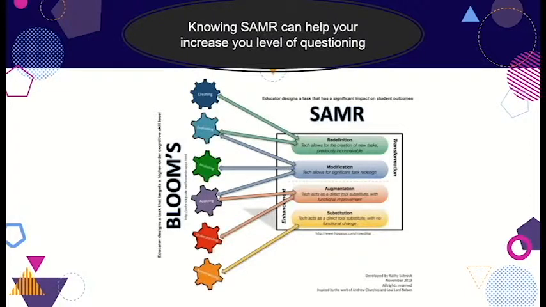With this SAMR model, it allows us to move through Bloom's taxonomy at a much more rapid rate. So you can see here the relationship between the different parts of the SAMR model and the different parts of Bloom's taxonomy. You can see here that it breaks down Bloom's taxonomy into really 4 categories. Some of them overlap a little bit, but it would allow you to really dig in and hit more of the different levels of Bloom.